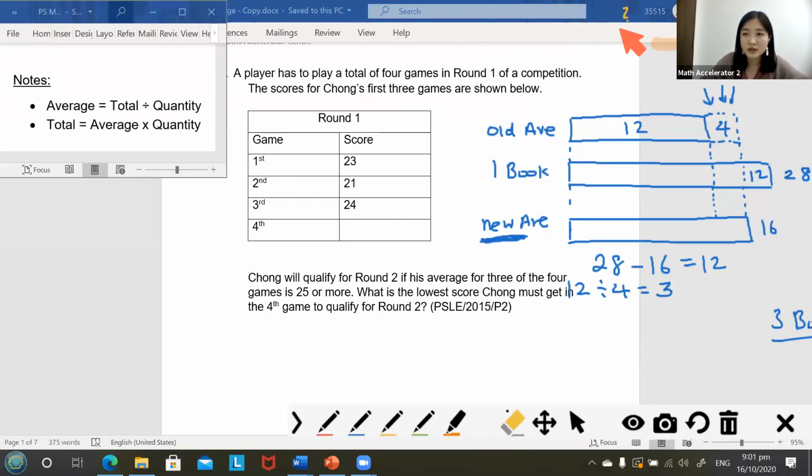Okay, so this is actually a PSLE question that we extracted. A lot of students couldn't get it, so hopefully you'll get it after the explanation. Yeah, last question already.